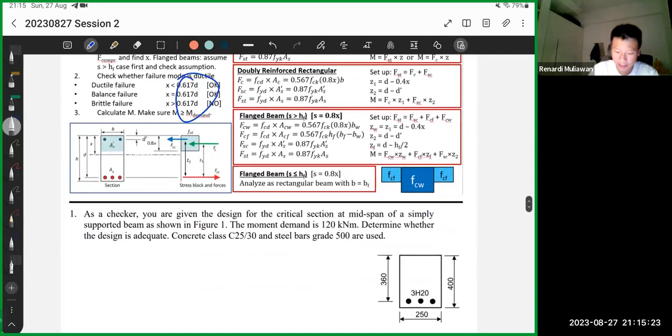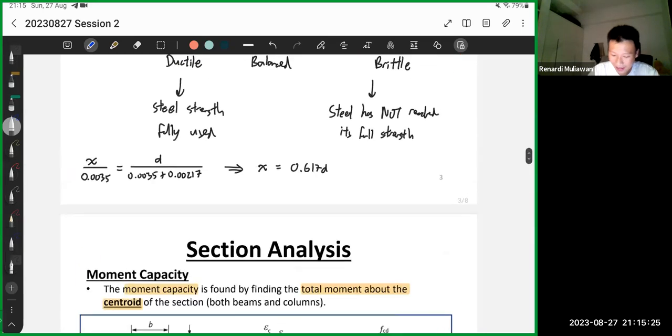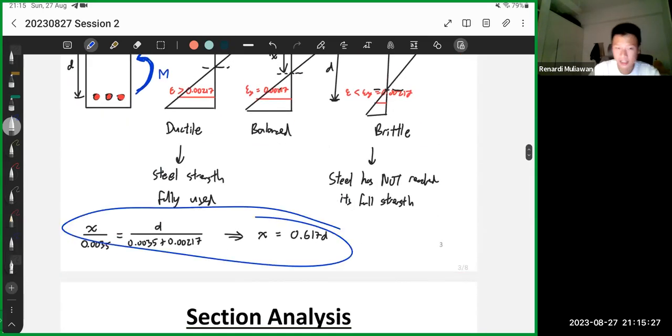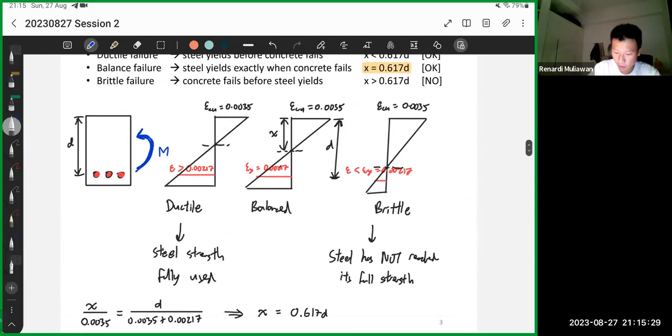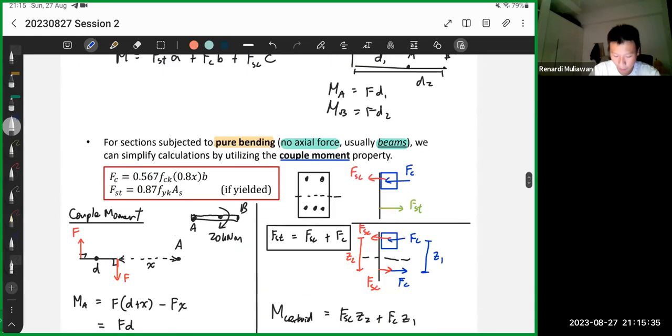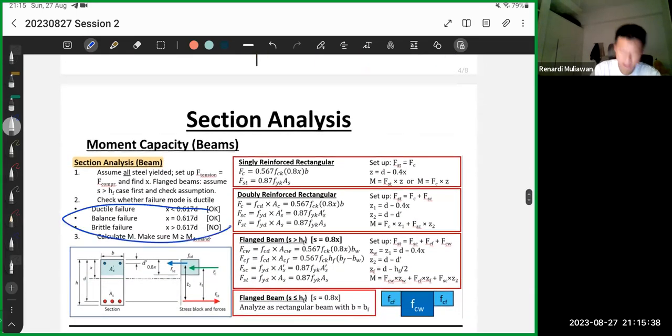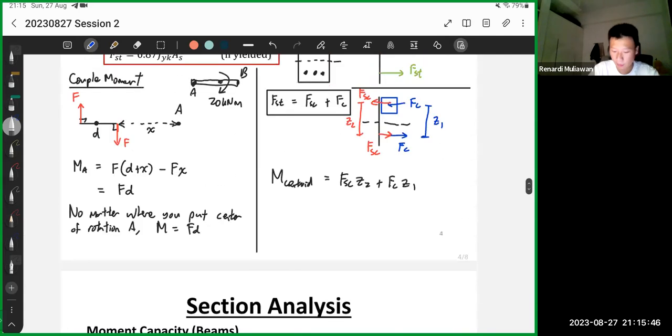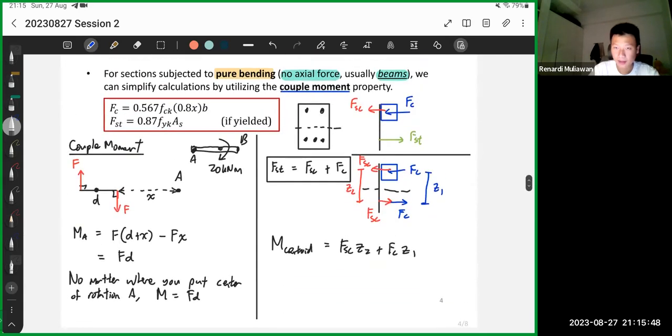Actually, sorry. We just check that D is enough already, because we have this calculation, the proving. So if you know the location of D and X, then it's easy. So we compare X and D actually. That's the second part. The third part is to calculate M, the moment capacity. The moment capacity is the one that I just explained, the couple moment property.